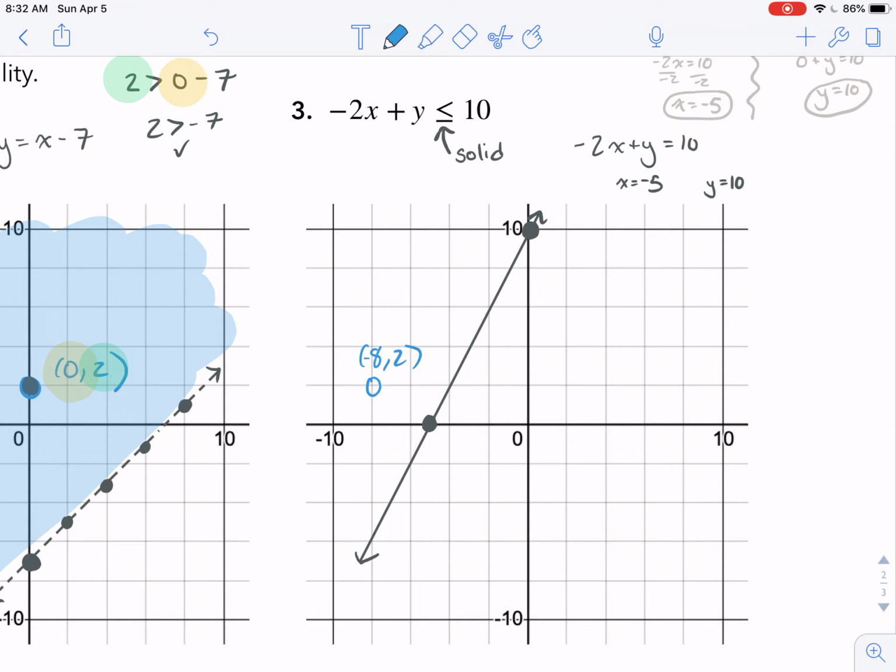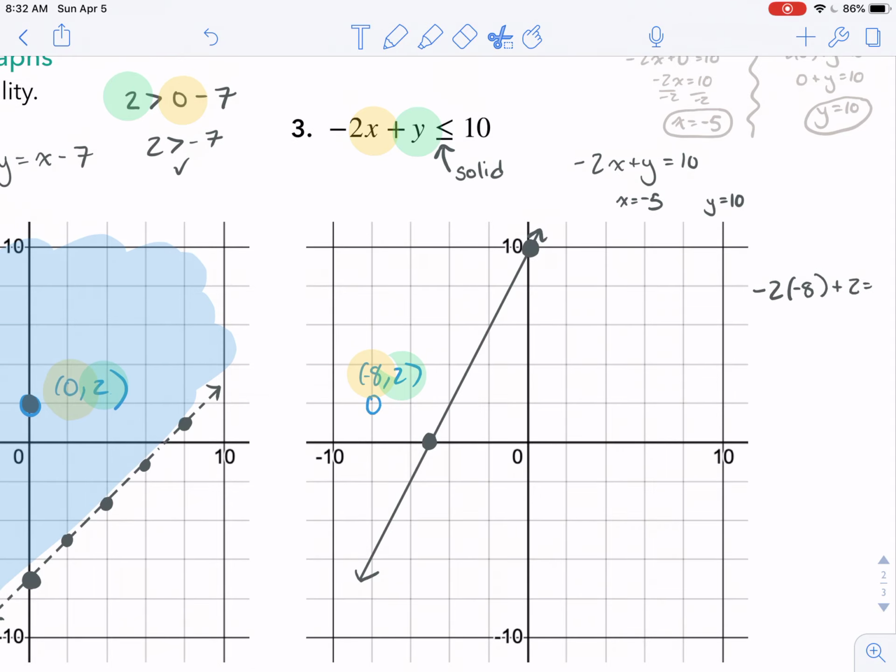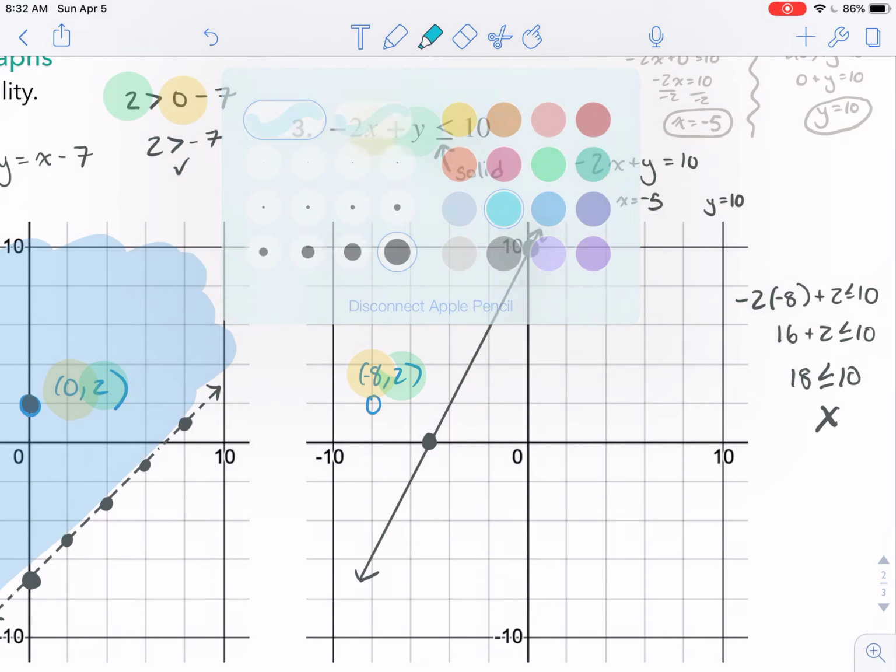That's a negative 8, isn't it, guys? Negative 8, 2. So again, we're going to plug in our negative 8 for our x and our 2 for our y and see if it makes our inequality true. Is it true that negative 2 times negative 8 plus 2 is less than or equal to 10? Well, that's 16 plus 2 less than or equal to 10. Is 18 less than or equal to 10? No, this is not true. So we'll want to shade the opposite side.